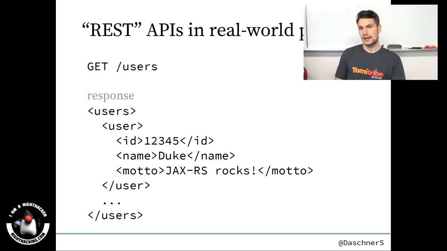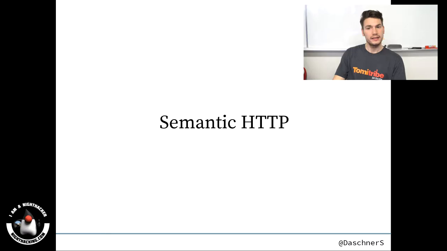This could be part of a user management software. And you have a list of users here, which is retrieved with a GET call, right? You get a list of users, and then you get a response back. For example, it may be XML, it may be JSON or something else, it doesn't matter. But here you see the list of users, and you get several specific users, like this Duke here, with an ID and a motto and something else. So now you see you have objects in your API. This is a list of users. It could also be that you only want to retrieve one user, so you may guess that the resource may be users/12345, something like that. Make sense?